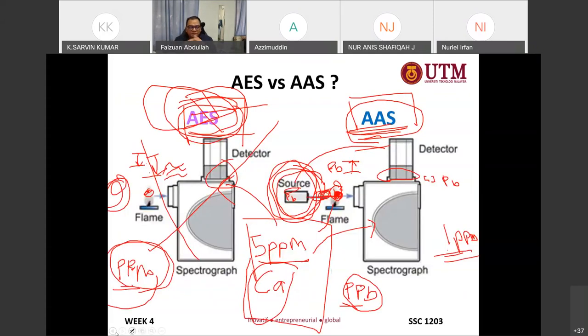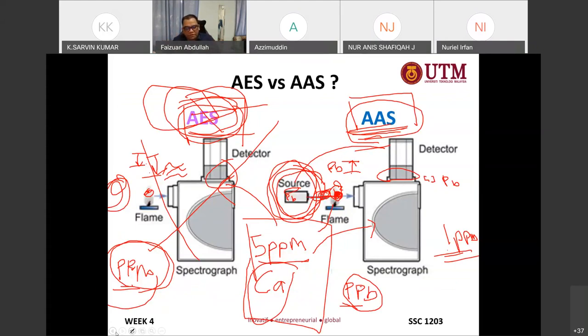Actually, when we burn the different element of metal, it will display different color of the flame. That is the basic thing that you need to know. That's why for different element, we have a different amount of energy that is emitted after it is excited.